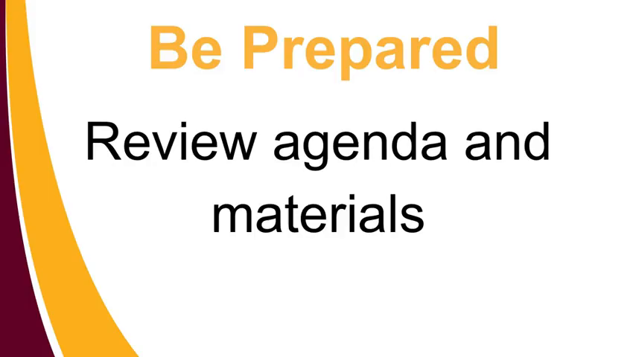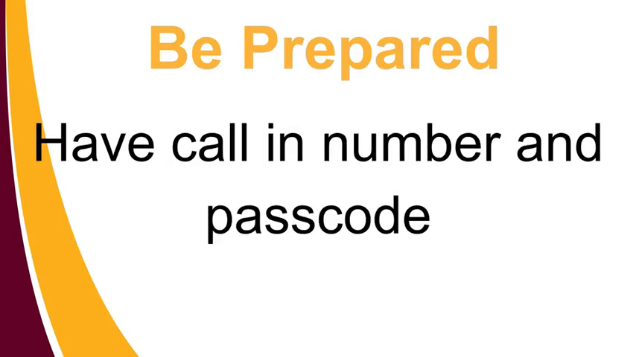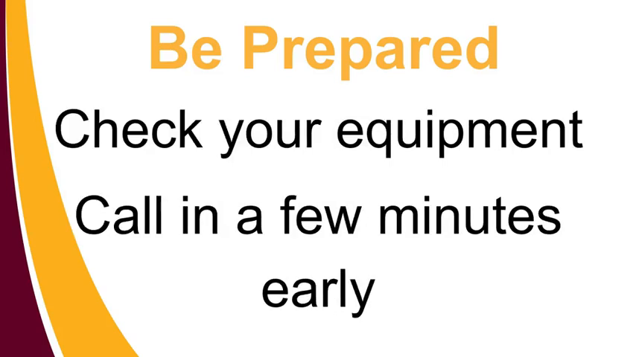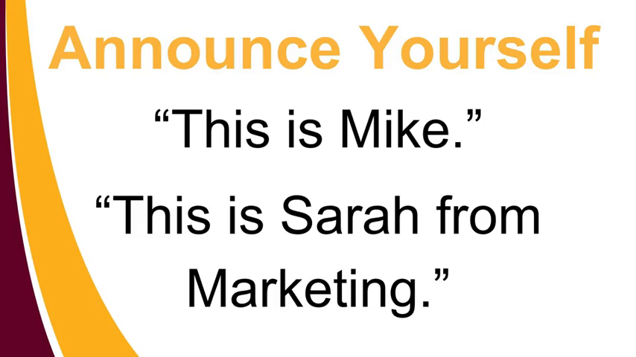But now let's focus on what you can do when you're on the line. First of all, be prepared. Review the agenda and have any materials ready that you will need to participate, including the call-in number and passcode. Find a quiet place and work to eliminate background noise. Be sure to check that your equipment is working and call in a few minutes early. Secondly, when speaking, announce yourself so that others who may not know who you are or may not recognize your voice can understand who is speaking.